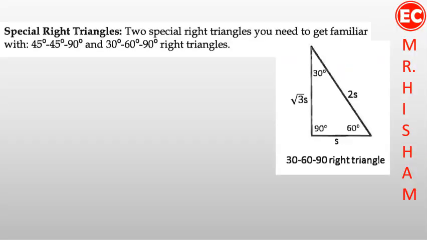The second special case of the right angle triangle is the 30-60-90 triangle. Notice that it's not any kind of triangle. It's a right angle triangle in which one of its angles is 30 and the other angle is, of course, 60, since the sum of the angles of a triangle is equal to 180. Notice that I have three sides here.